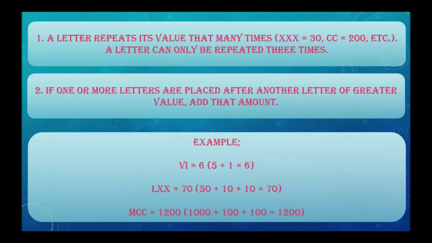If one or more letters are placed after another letter of greater value, add that amount. For example, if 5 is here and 1 is after 5, then we will add this amount. So 5 plus 1 is 6. L, X, X. L is 50, X is 10, X is 10. So 50 plus 10 plus 10 is 70. M, C, C. So M is 1000, C is 100 and C is 100. So 1000 plus 100 plus 100 is 1200.